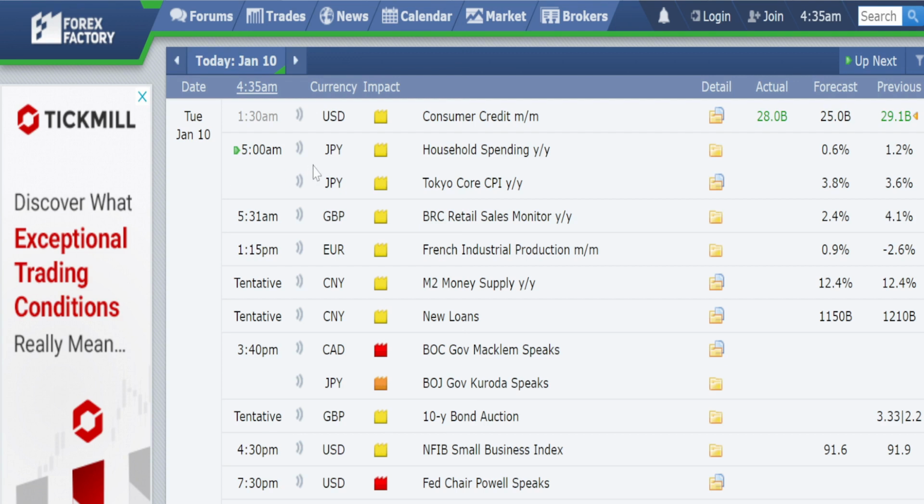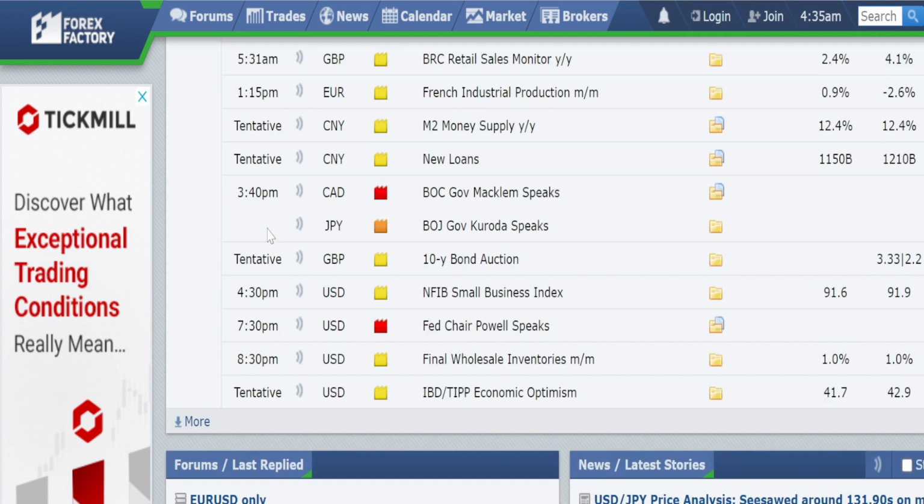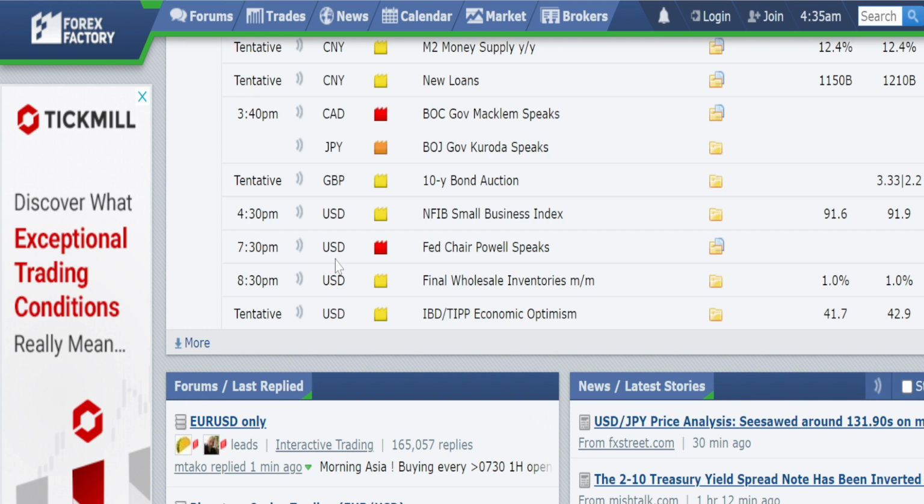So when we look at the economic events plan for today, it is Tuesday, 10th January. At 3:40 p.m. we have high impact news for Canadian dollar related currency pairs. At the same time we have medium impact news for Japanese yen. Then at 7:30 p.m. we have high impact news for US dollar related currency pairs. So during these news hours we'll have high volatility in currency pairs related to US dollar. If you are a beginner, I would recommend you to stay away from the market so that you don't take wrong entries during these news hours.